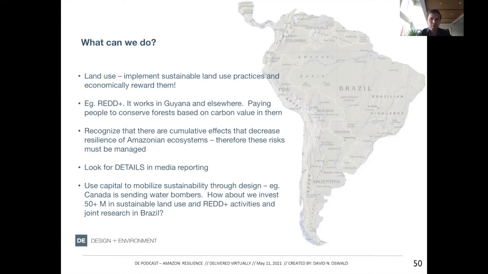And lastly, use capital to mobilize sustainability through design. For example, Canada is sending some water bombers. How about we invest 50 million in sustainable land use and REDD activities and joint research in Brazil or Peru or Colombia or Bolivia? Look at these ways of mobilizing capital. We are doing a lot of that right now, or at least we're making announcements about that, but strategically mobilize capital to create solutions that work for a problem like you've seen tonight. I think you can start to see how this stuff fits together. So strategic analysis can lead to strategic solutions.